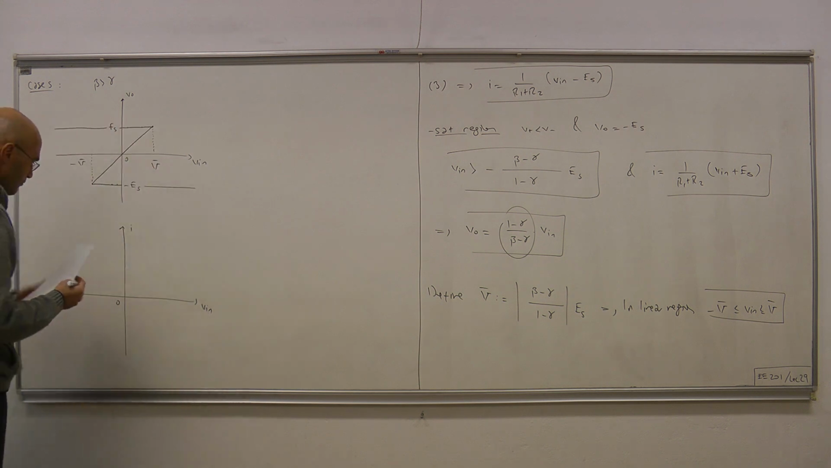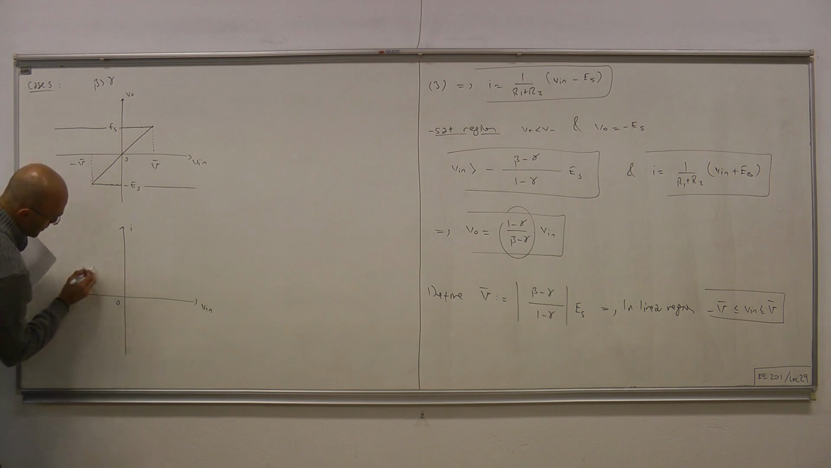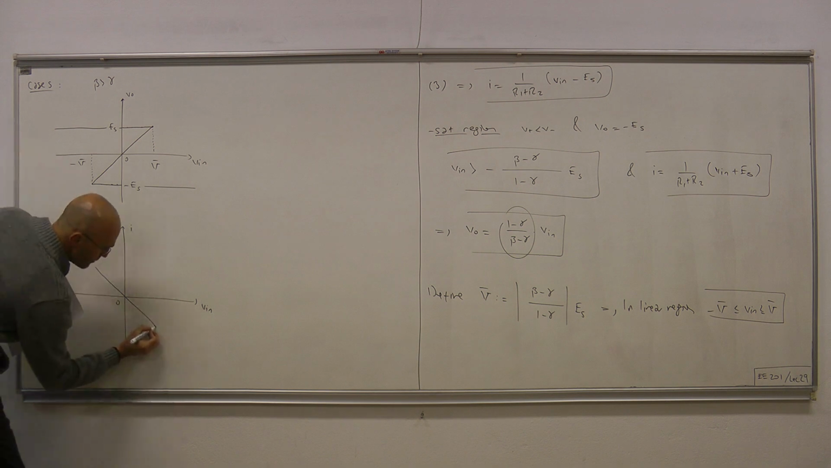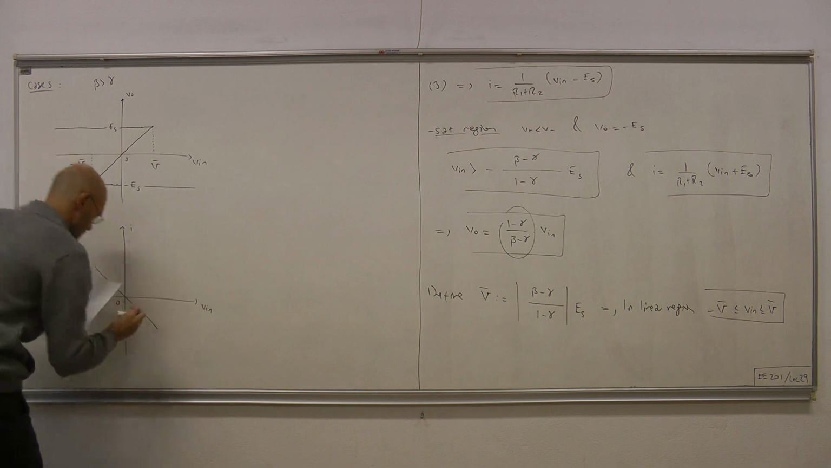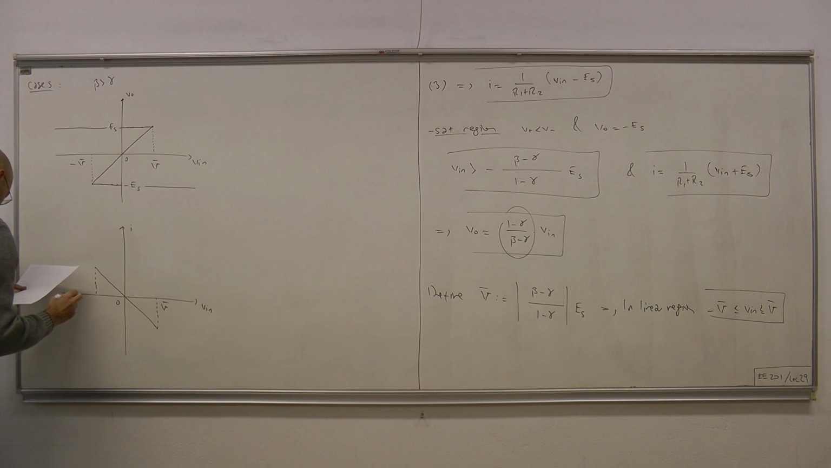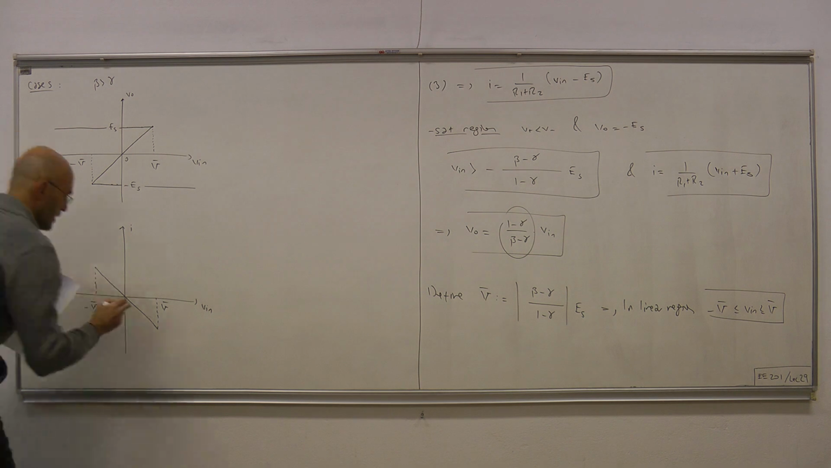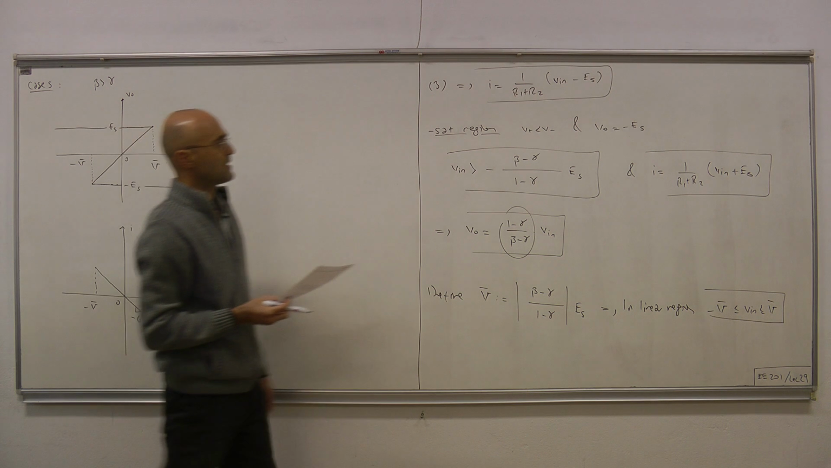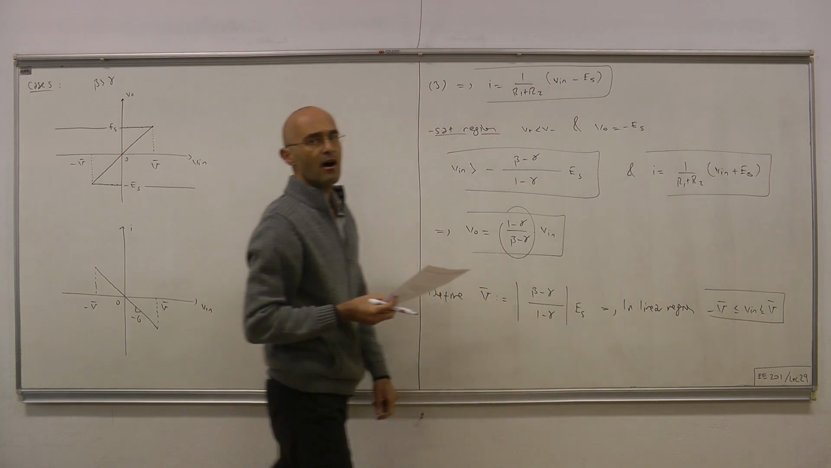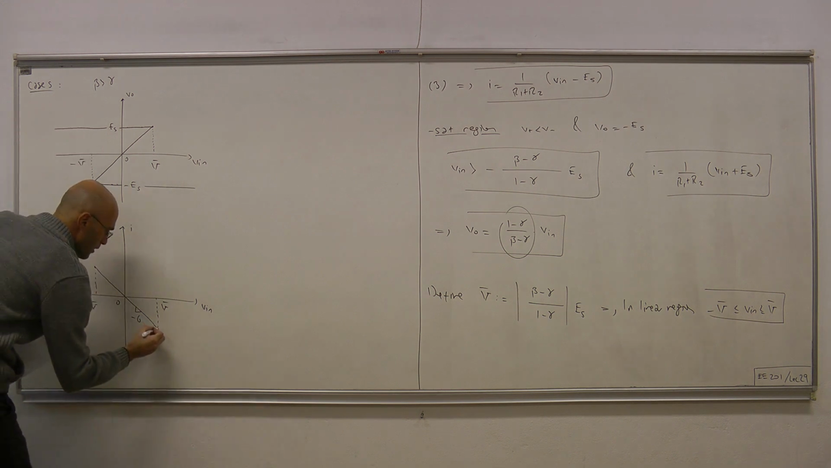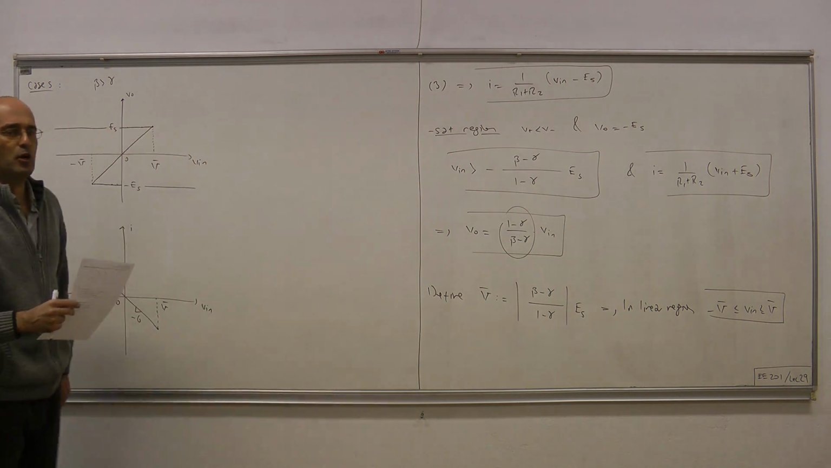Now, as for input characteristics, when beta is larger than gamma, the slope is negative, it turns out, and the magnitude of the slope we call G. This is V bar, and this is minus V bar. Okay. And the slope is minus G. And then in saturation, the slope is 1 over R1 plus R2. Okay. So from this point on, the slope of the line will be 1 over R1 plus R2.